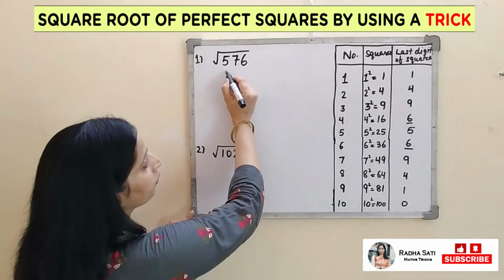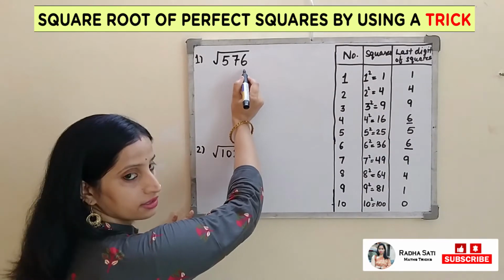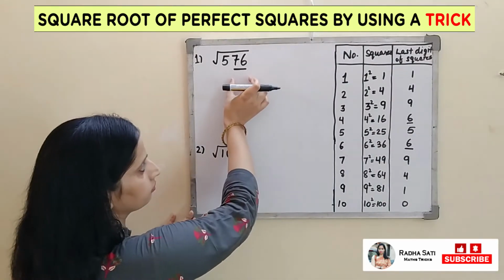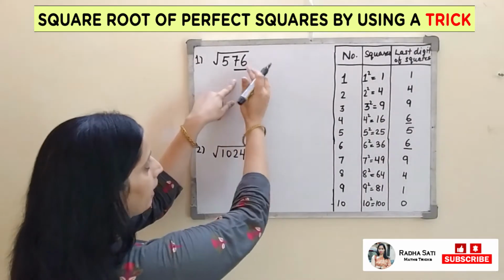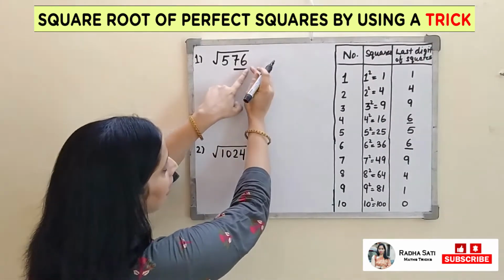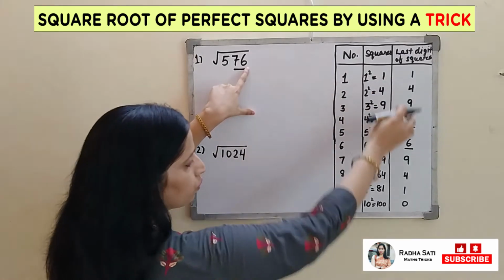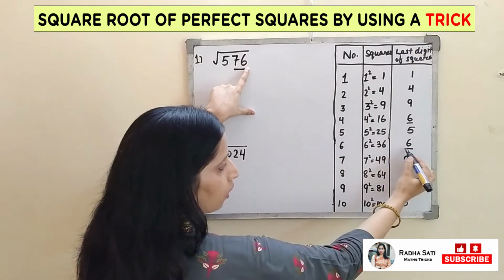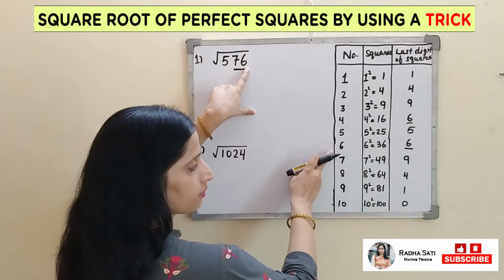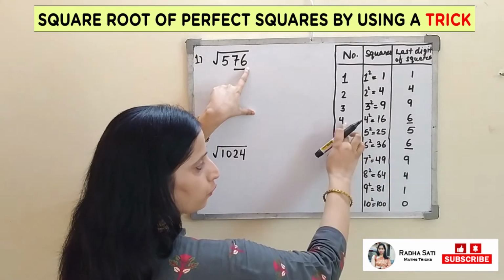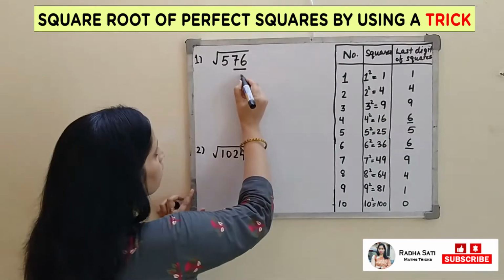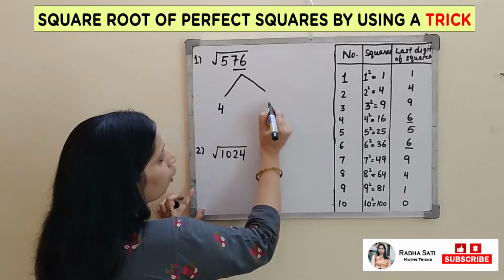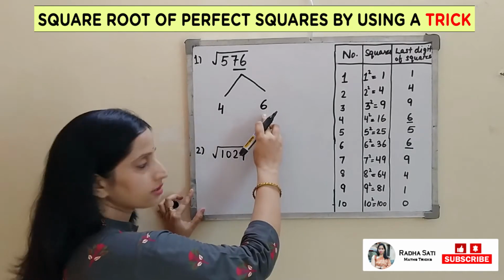Here the first number is 576. Our first step is to make pairs from the right hand side. Then we check the last digit. It is 6. We can see 6 comes in the square of 4 or the square of 6. 6 squared is 36 and 4 squared is 16. This means the last digit of the square root will be either 4 or 6.